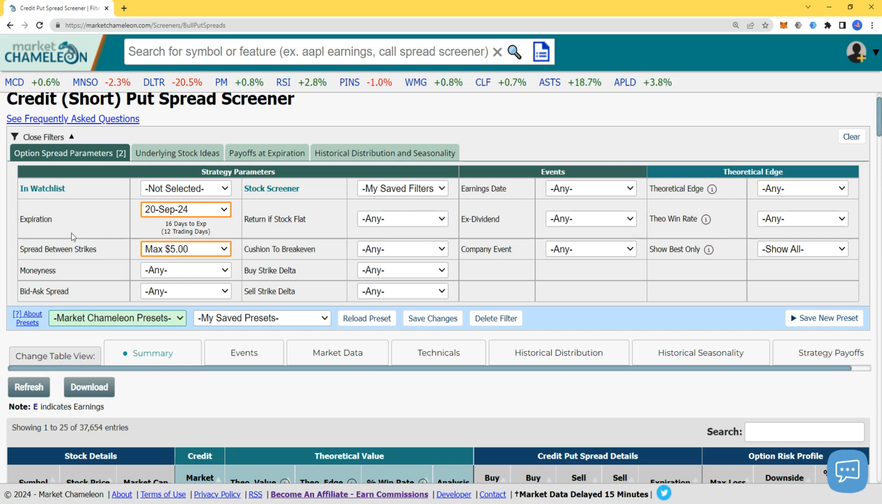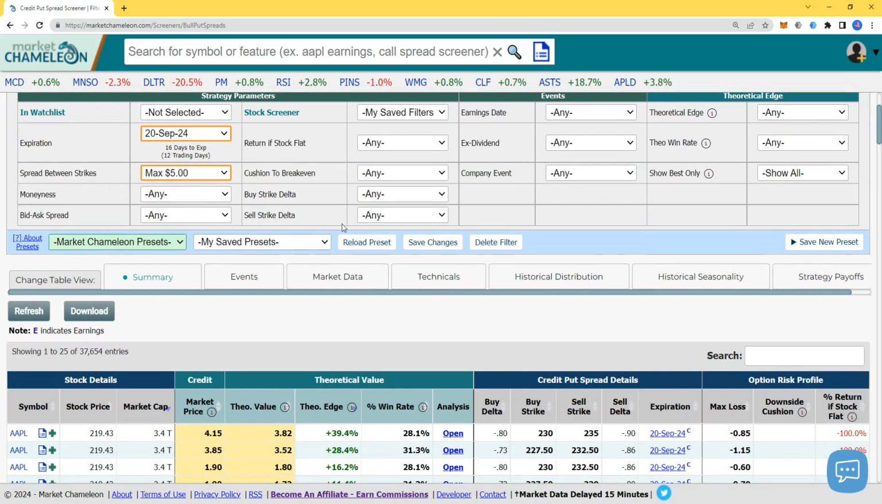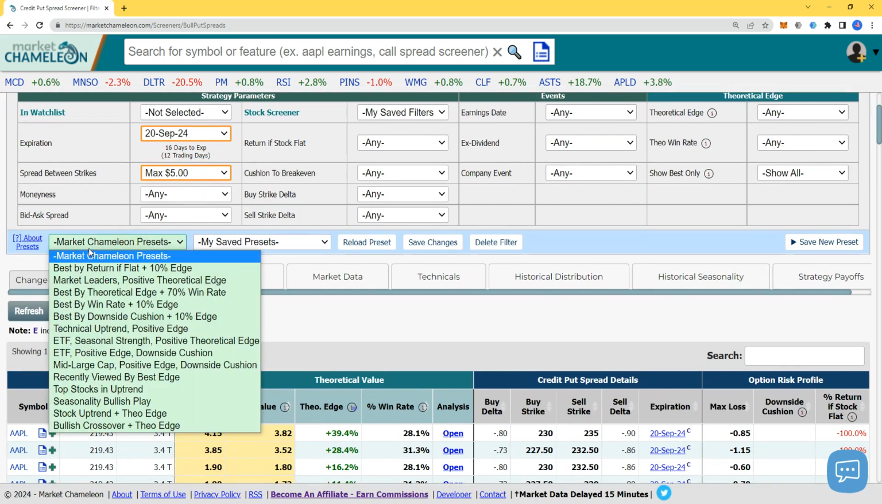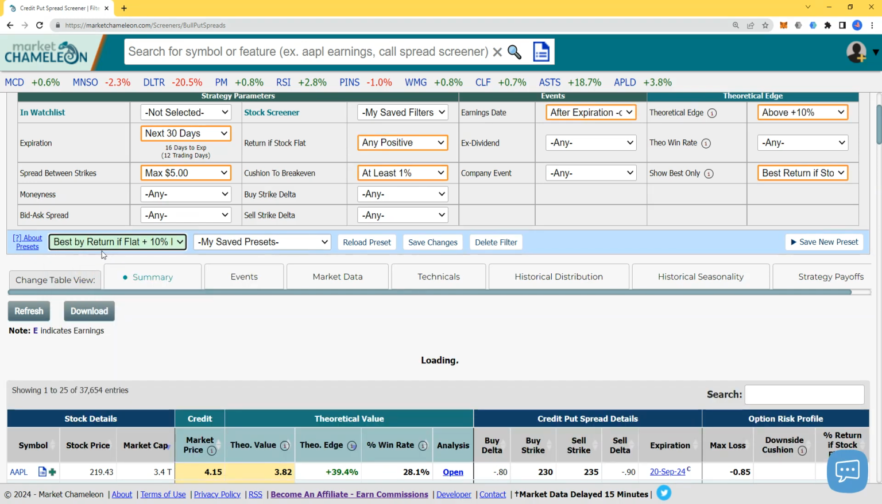While you can play around with all those settings and find something for you, again, I've done 2, if not 3, videos on those. You can also go, and this is what we're doing, to the Market Chameleon presets. So let's try the first one, see what we got. Maybe we can do 2 or 3 in this video. Best by return if flat plus 10% edge. Let's click. What does it mean?